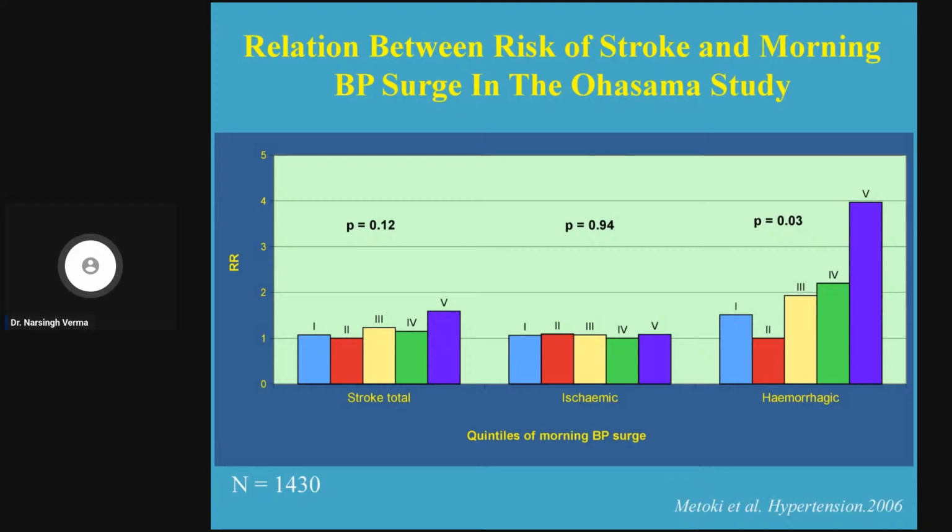Relationship between the risk of stroke and the morning BP surge in the Ohasama study. The Ohasama study in Japan has shown us why this variability is more important in relation to stroke, and here the number of patients was around 1,500.